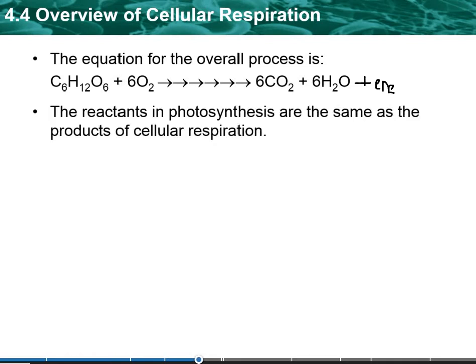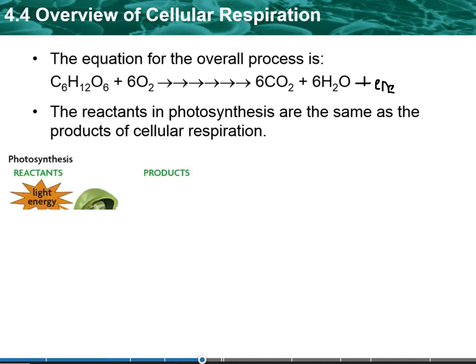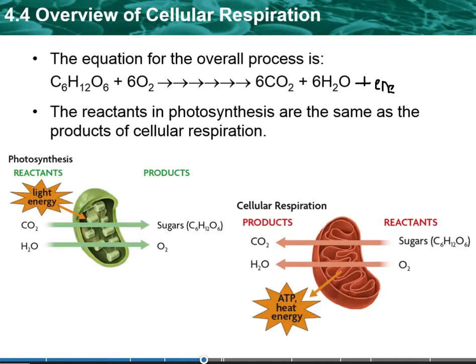So the reactants of photosynthesis are the same as the products of cellular respiration, and that's what this picture down here is showing you. Photosynthesis takes in light energy, carbon dioxide, and water, and gives sugar and oxygen. Respiration is going to take in sugar and oxygen. It's going to give you energy. It's going to give off water. It's going to give off carbon dioxide.